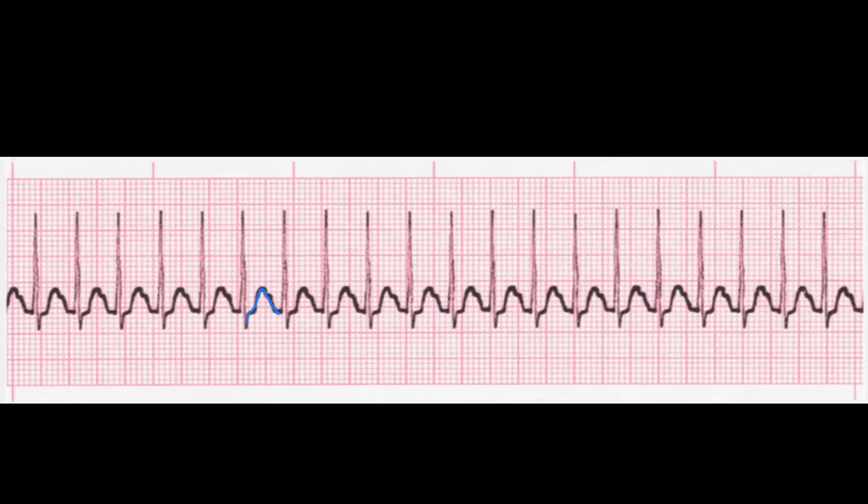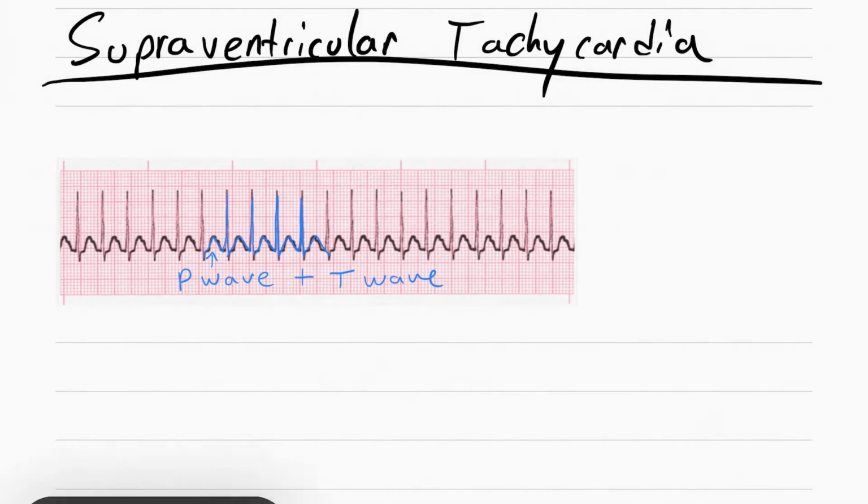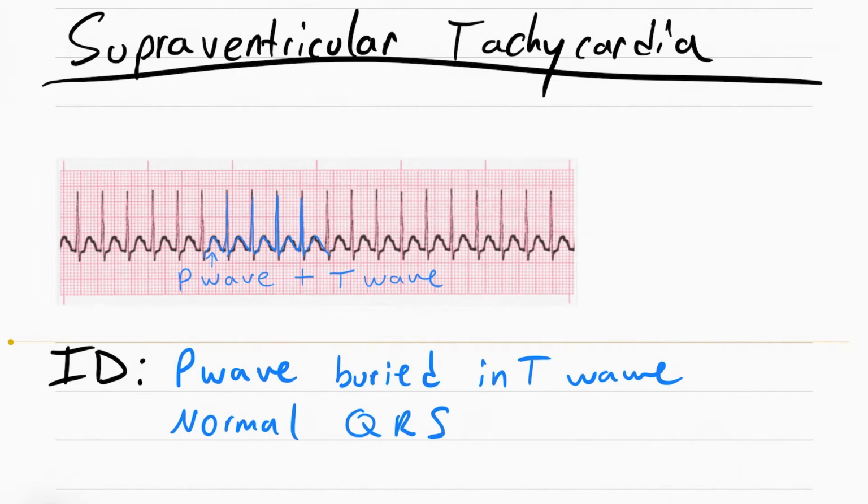The next dysrhythmia is called supraventricular tachycardia, or SVT for short. When we take a look at the rhythm, we see that there's a QRS, but then there's a PT kind of thing. Then there's another QRS, and then there's another PT wave. And what's happening here is that the P wave is actually combined with the T wave. So how you're going to differentiate this from sinus tachycardia is you're going to look for a P and T wave. If the P and T wave are combined, then it's SVT.